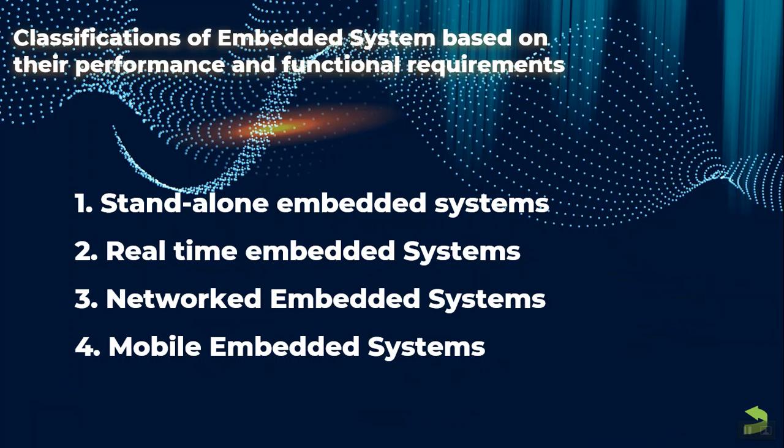Okay, so the last one is the mobile embedded system. Mobile embedded systems are used in portable embedded devices, like cell phones, mobiles, and digital cameras. So it's like a standalone embedded system. MP3 players and personal digital assistants, etc., are also examples of mobile embedded systems. They are the most preferred embedded systems nowadays. Okay, so that's for the classifications of embedded systems based on their performance and functional requirements.